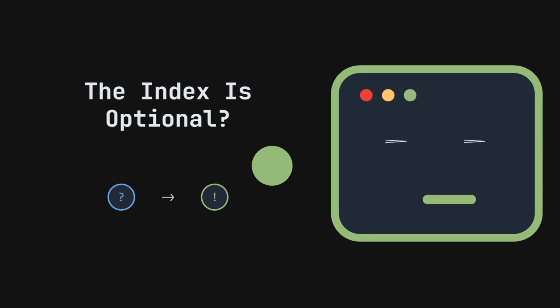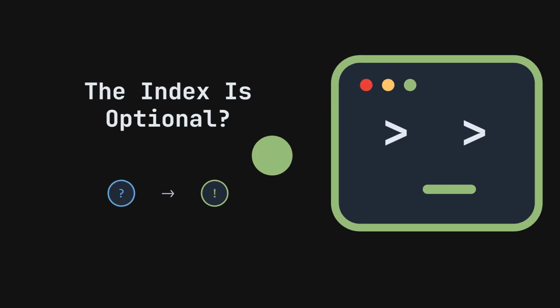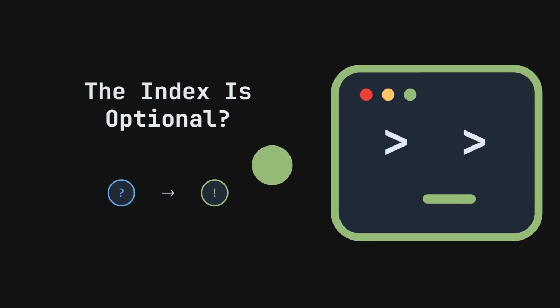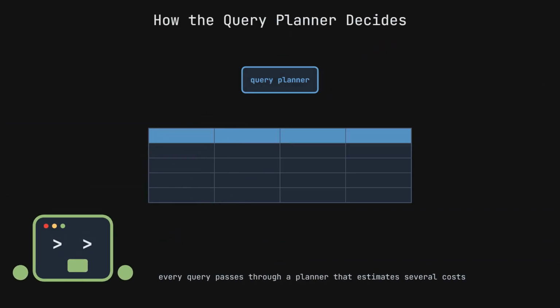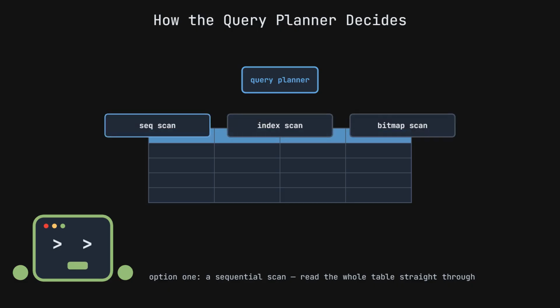You have an index. The database sometimes ignores it anyway, on purpose. Who's making that call? Every query first passes through a query planner, which estimates the cost of several different ways to run it. One option is a sequential scan. Just read the whole table. Straight through, simple, and surprisingly fast for reading things in order. Another option is an index scan. Jump through the sorted index and follow pointers to just the matching rows.